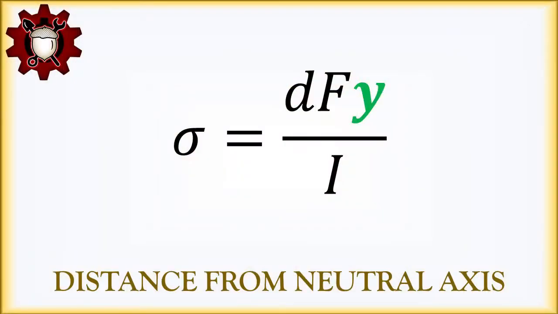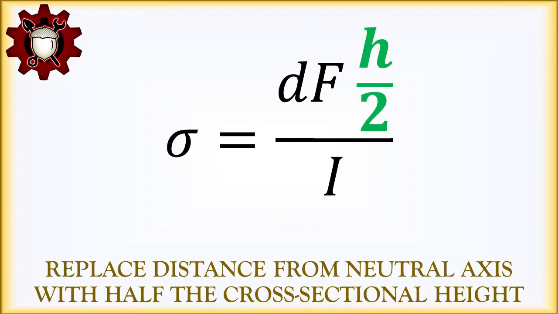Y is your distance from the neutral axis. Now, we're not going to dive super deep right now, but basically your neutral axis for a symmetrical cross section is right in the middle. And so typically your highest stresses are at the upper and lower limits of your cross section. And so if y is down the middle of a cross section, then your height of your cross section divided by 2 is where your max stress is going to be, and that's what's interesting to us. So we're going to replace y with h over 2.